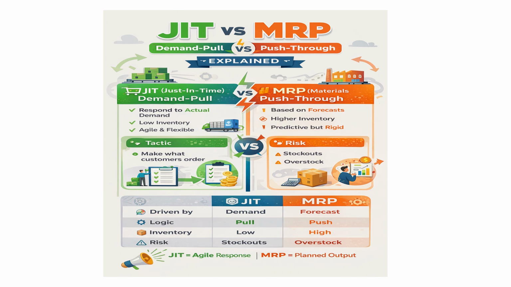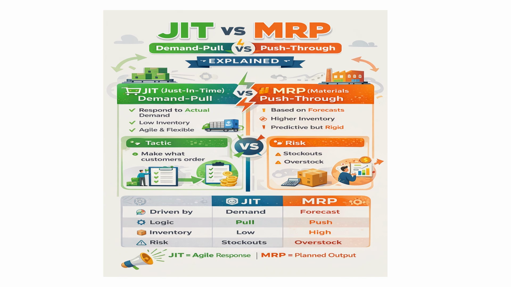Both JIT and MRP answer the same question. When should we produce, and how much inventory should we hold? The difference is what triggers production. On the left, we have JIT, demand pull. On the right, we have MRP, push through. Let's start with JIT, or just in time.